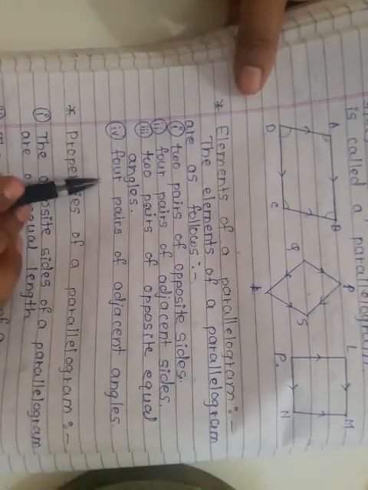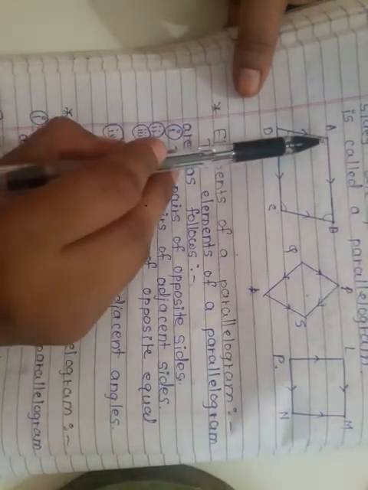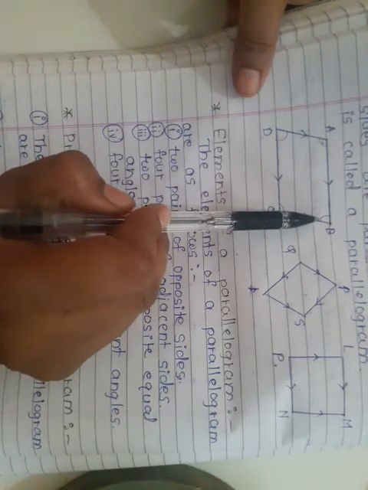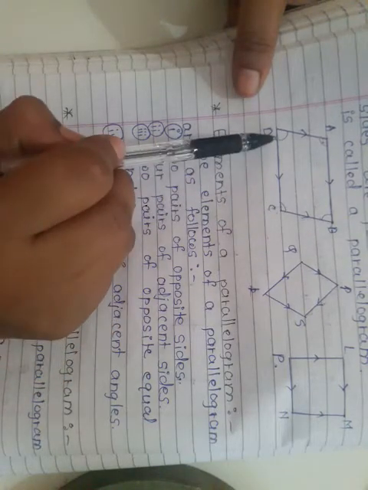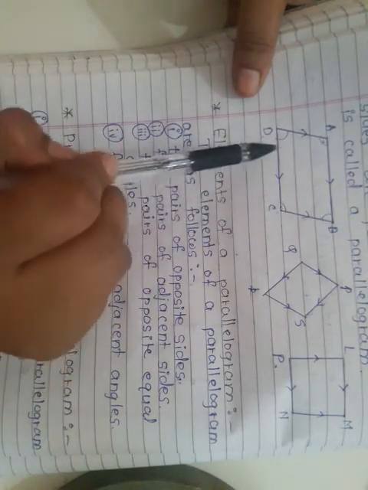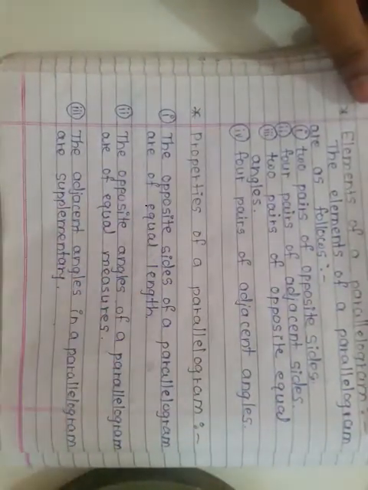Then fourth, four pairs of adjacent angles. Angle A is adjacent to angle B, first pair. Then angle B is adjacent to angle C, second pair. Angle C is adjacent to angle D, and angle D is adjacent to angle A. So all these angles are adjacent to each other, and that's why we can say that four pairs of adjacent angles are there. Then what are the properties of a parallelogram?